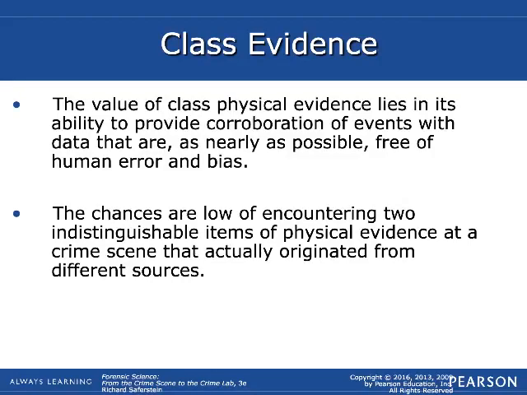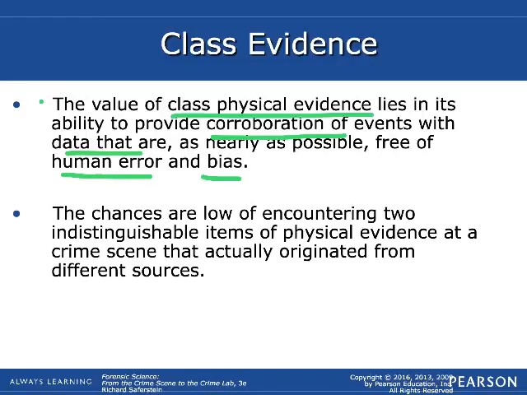Okay, now, the value of this class physical evidence lies in the idea that you could corroborate events with data. And you can use science, which is going to take out, hopefully, human error and bias, to prove it. So the idea is you can take the class evidence, which you can't tie to a specific person, but if you have enough of it, you can link it together to make a case.